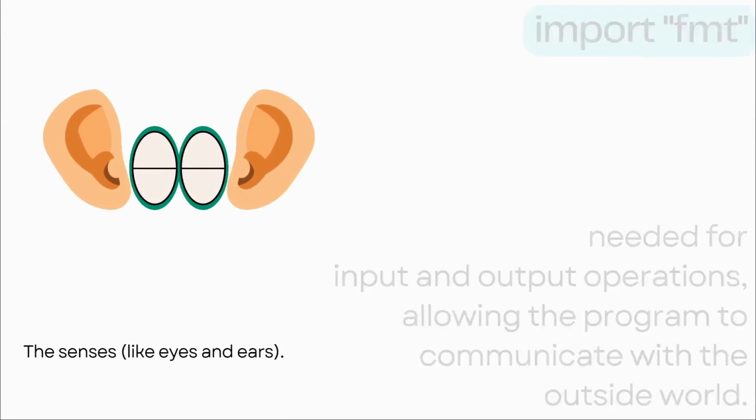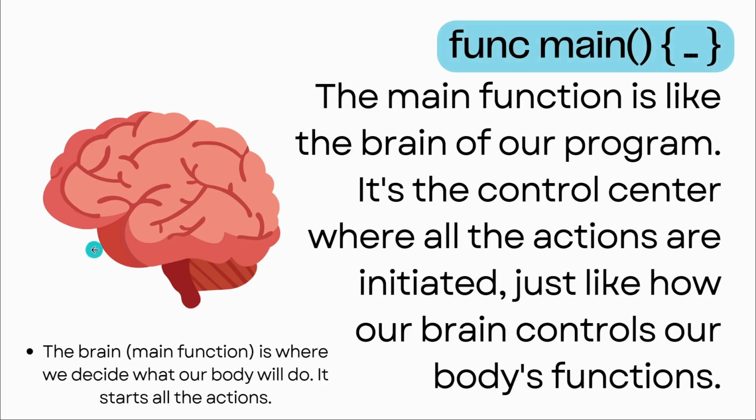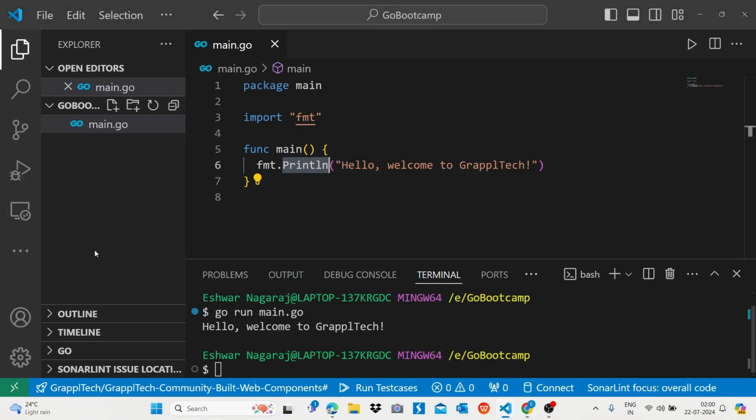And here comes the main function. You can consider the main function as the brain of a program. It's a control center where all actions are initiated, just like how our brain controls our body's functions. Every time you run a Go application, the entry point is the main function. Everything begins at the main function, and it will end at the main function itself. Just remember this. Let us see an example.